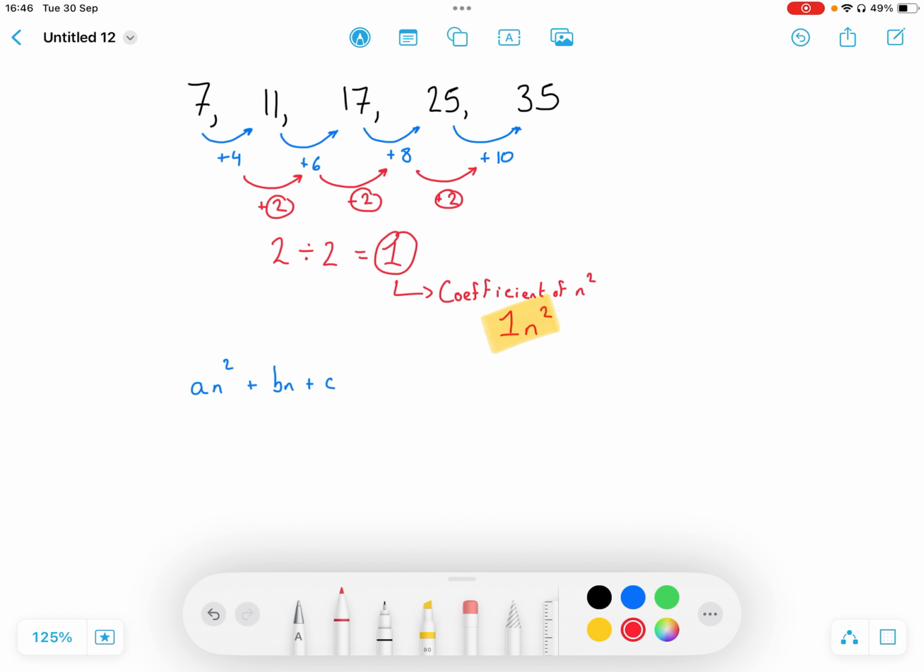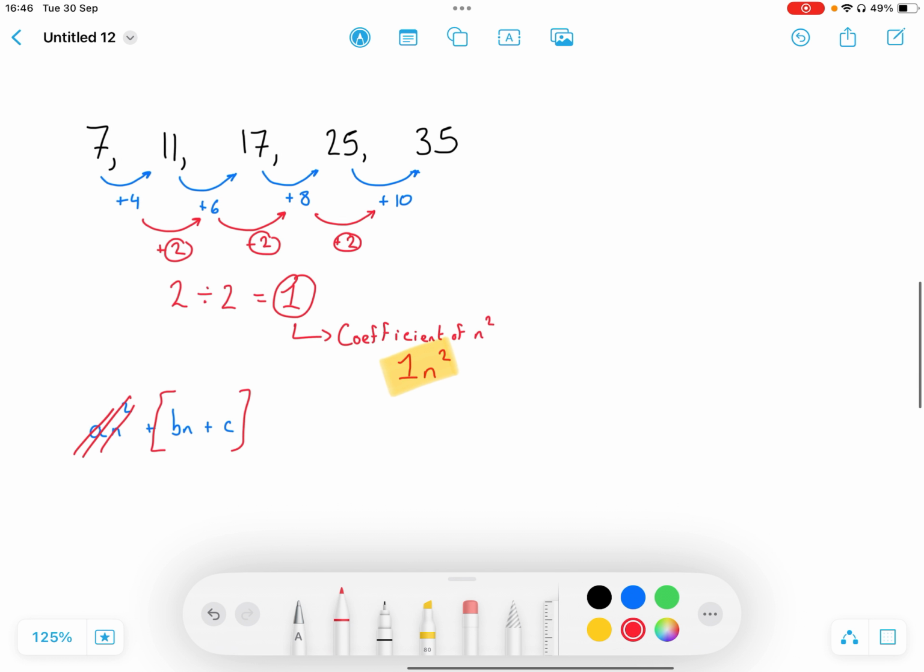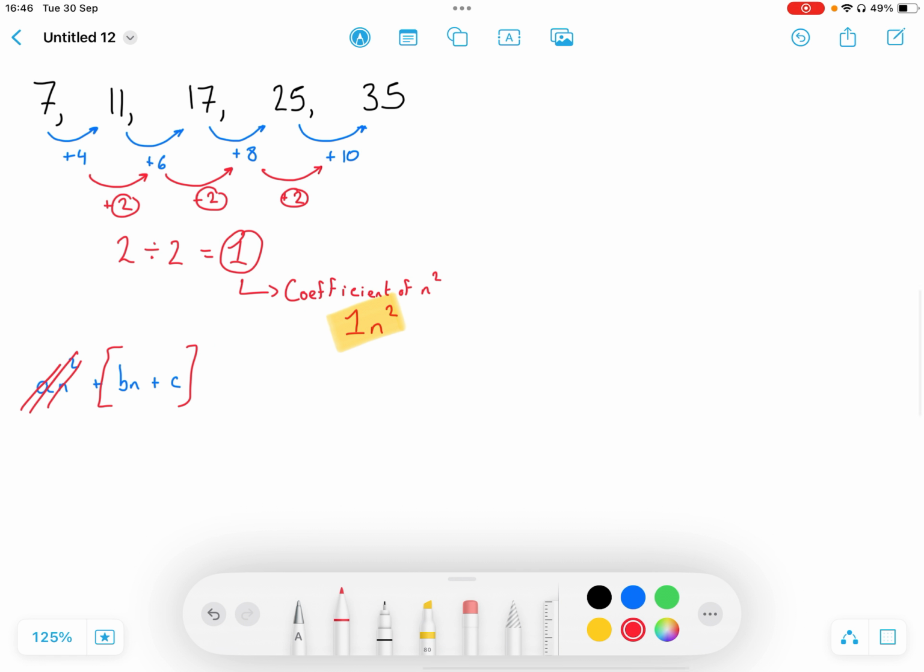Well, bn plus c, this section here, looks to me like a linear sequence. So what I want to do is cancel out this an squared. And the way we do that is like this over here. Okay, if you're ignoring that mathematical explanation, now you're locking back in because I'm going to explain the next step.